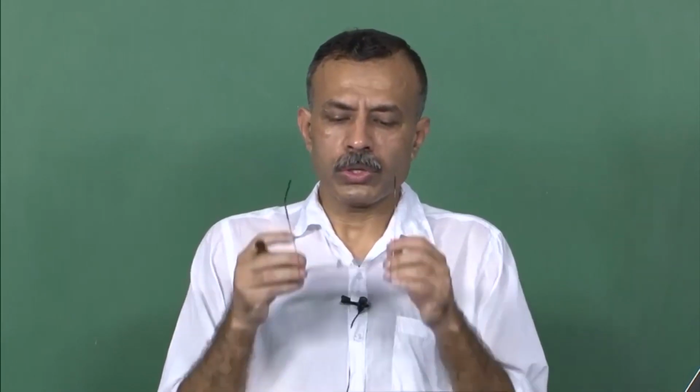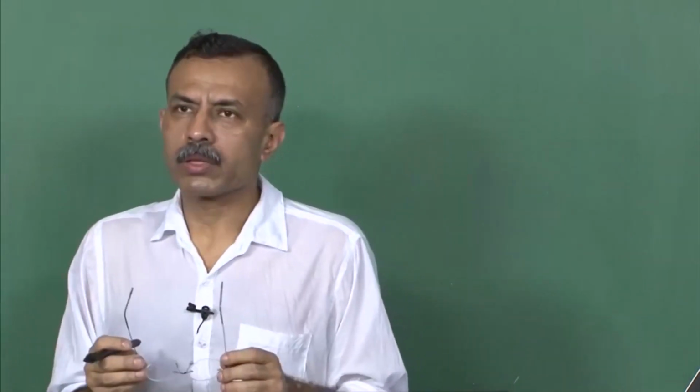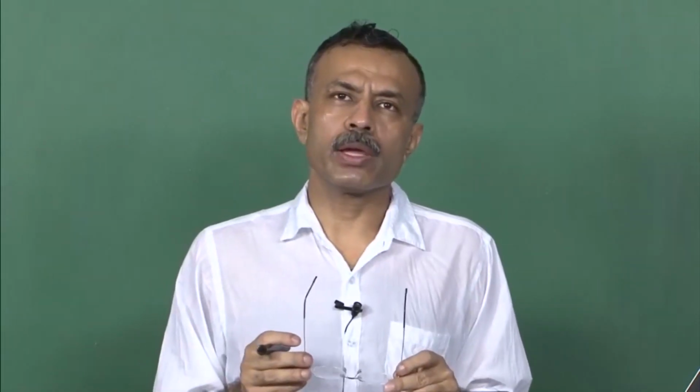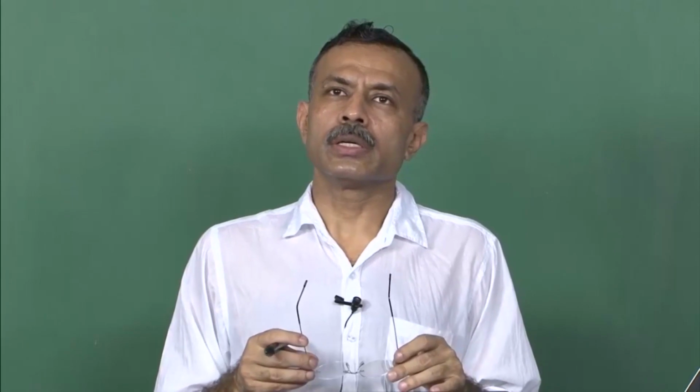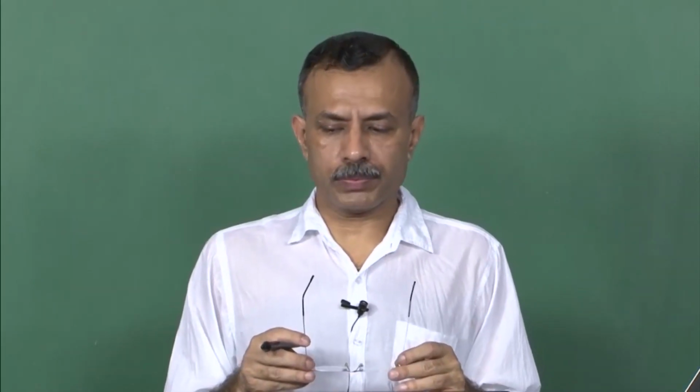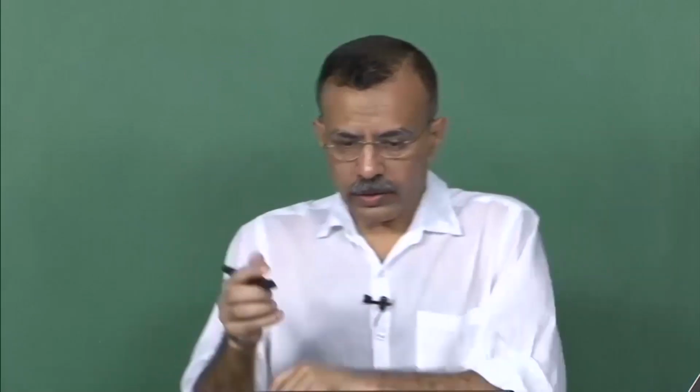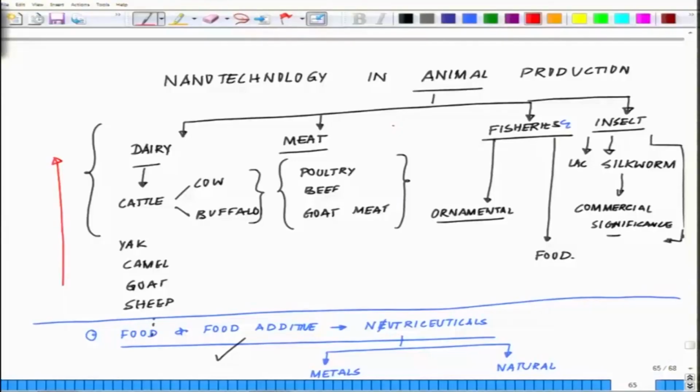is through food. And not only in milk production, in terms of the body weight, in terms of the meat production, that's equally important. So, if we talk about the other sector, which is the meat, which includes your poultry, beef, goat and several other animals, then we talk about fisheries, which is of two sections. One is the fish as a food, the other one is the ornamental, and then the insect sector, where we talk about lac, silkworm and their commercial significance.